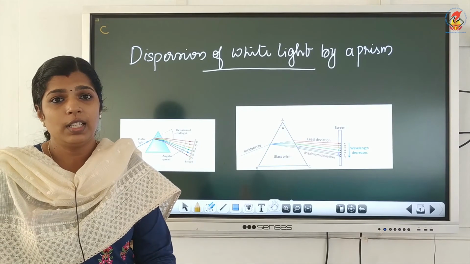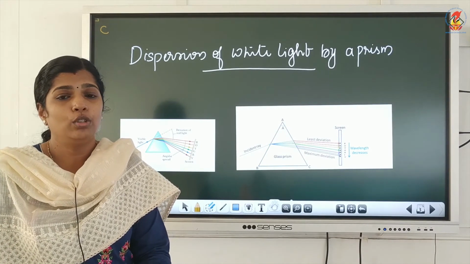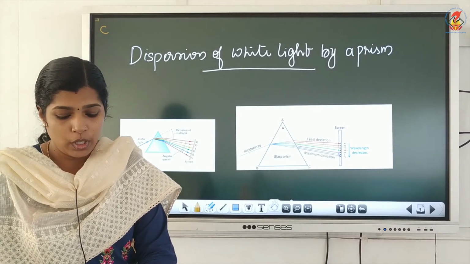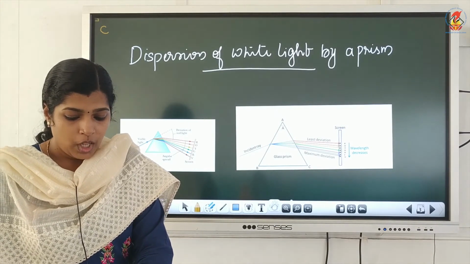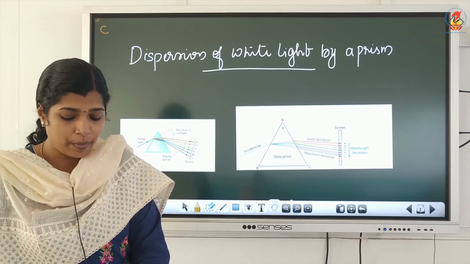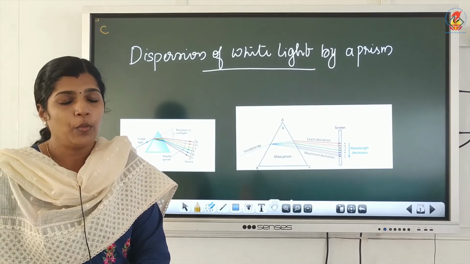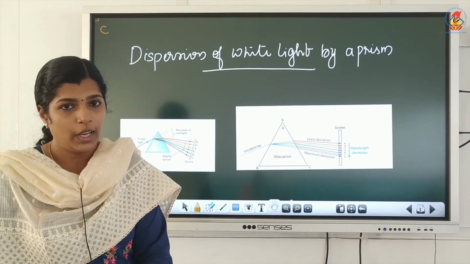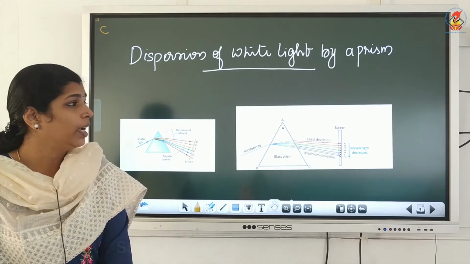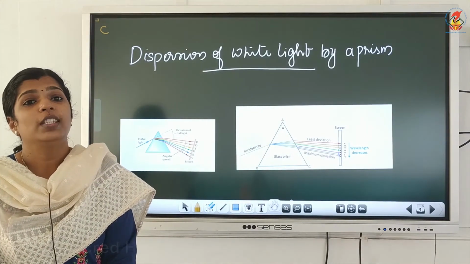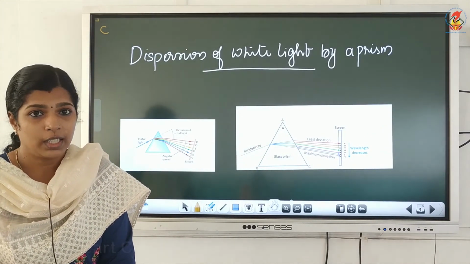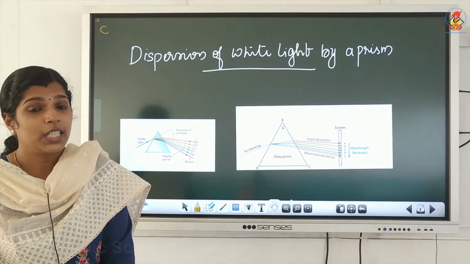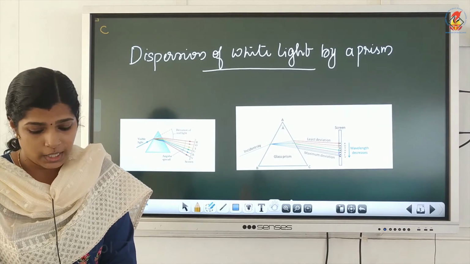The various colors seen are violet, indigo, blue, green, yellow, orange and red. The band of colored components of the light beam is called its spectrum. The splitting of white light into its component colors is known as dispersion of light. Means white light gets dispersed into 7 component colors.